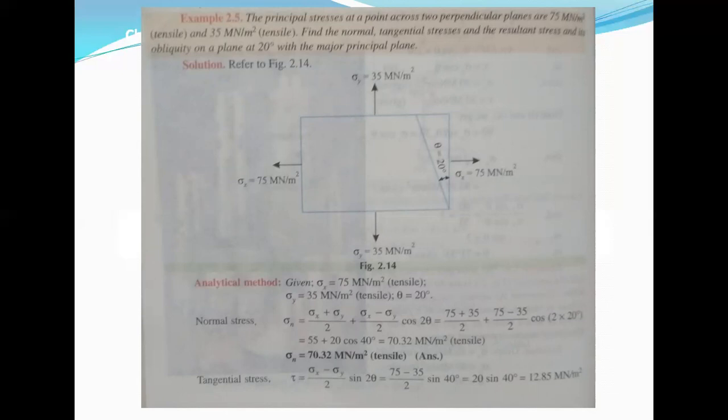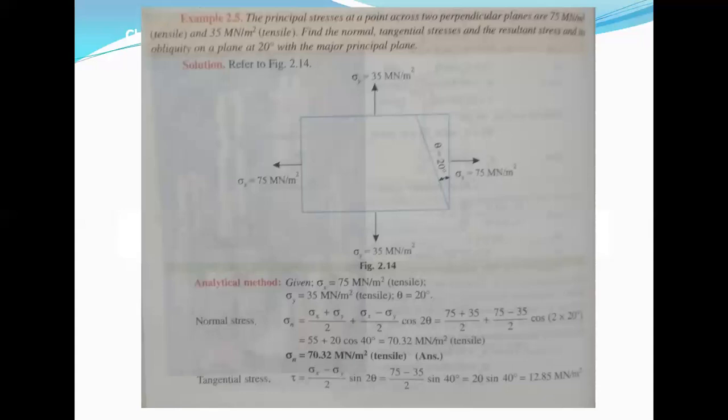R.K. Rajput is a very good book, and many problems are given there. So we'll be solving this problem. The statement is that the principal stresses at a point across two planes are 75 mega Newton per meter square tensile and 35 mega Newton per meter square tensile.